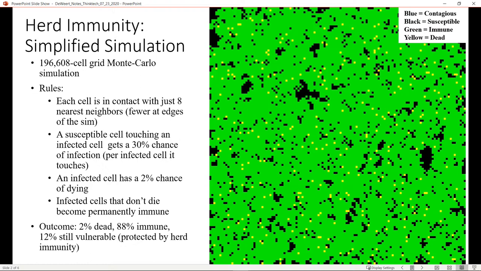About 2% of them have died because that's the parameter I set, a 2% death rate. What's interesting is the large number of voids where there are people, or cells, that have not been exposed to the pathogen. They aren't immune, but they aren't sick either. They've been protected by herd immunity. So this community, being isolated, not having any external inputs of virus, has achieved herd immunity.